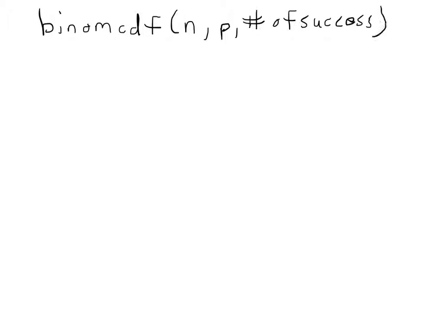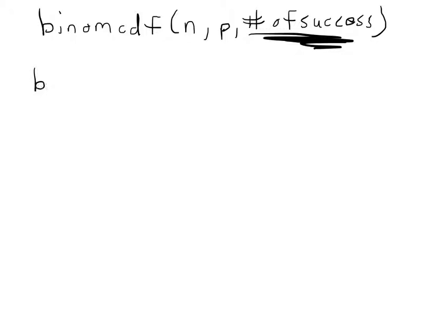I can do binomial CDF, n comma p comma number of successes. But now what does this compute when I'm doing the cumulative distribution function? This computes the probability of 0 successes up to that number of successes.